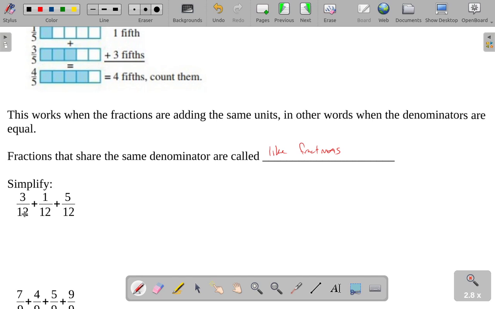And since I'm adding them together and they all have the same denominator, I can just add their tops. So 3 plus 1 is 4. Add that to 5, we get 9/12. And of course, we'd want to reduce our fraction here. There's a common factor of 3. When I divide the top and the bottom of this fraction by 3, I get 3/4. So my final answer there would be 3/4.